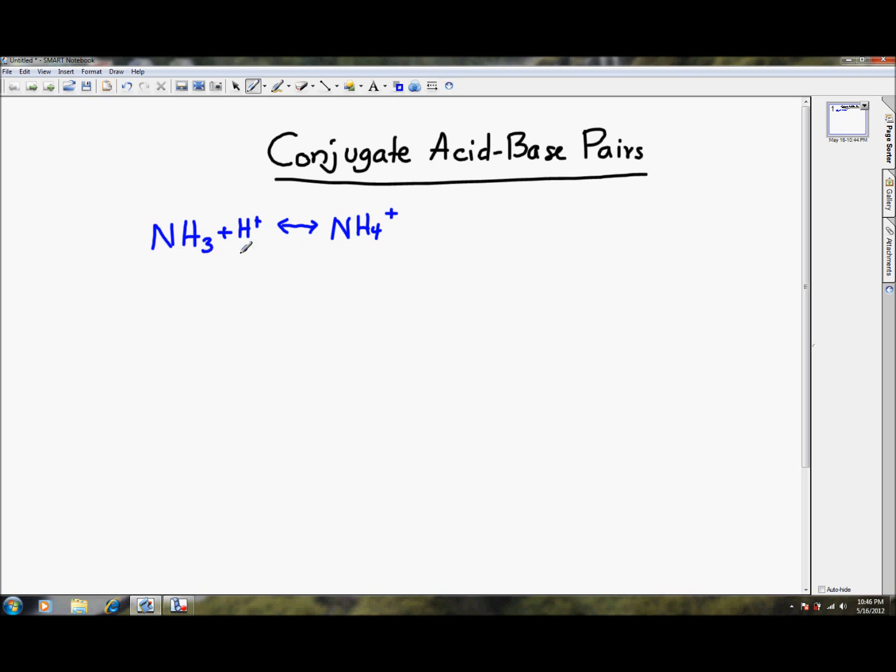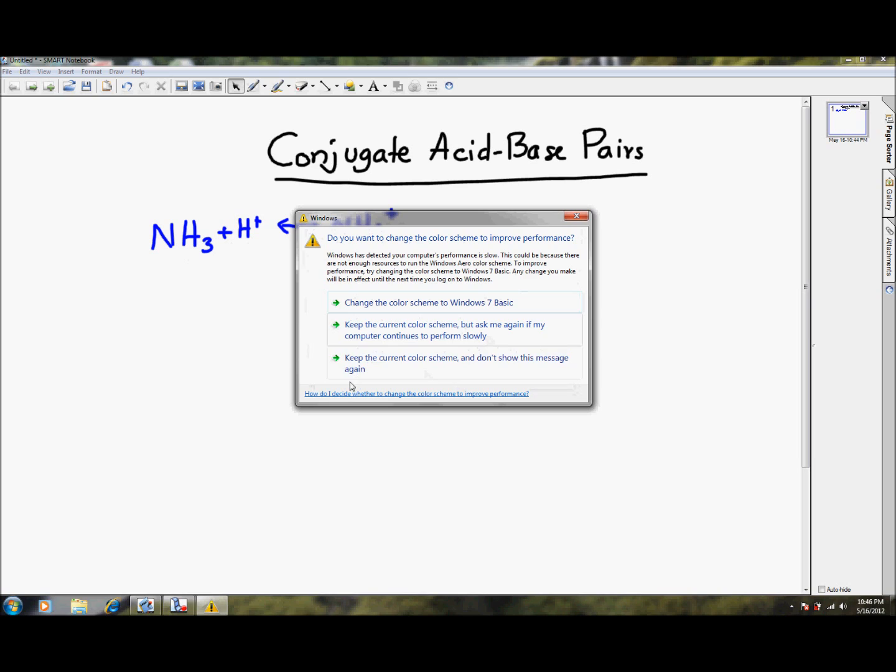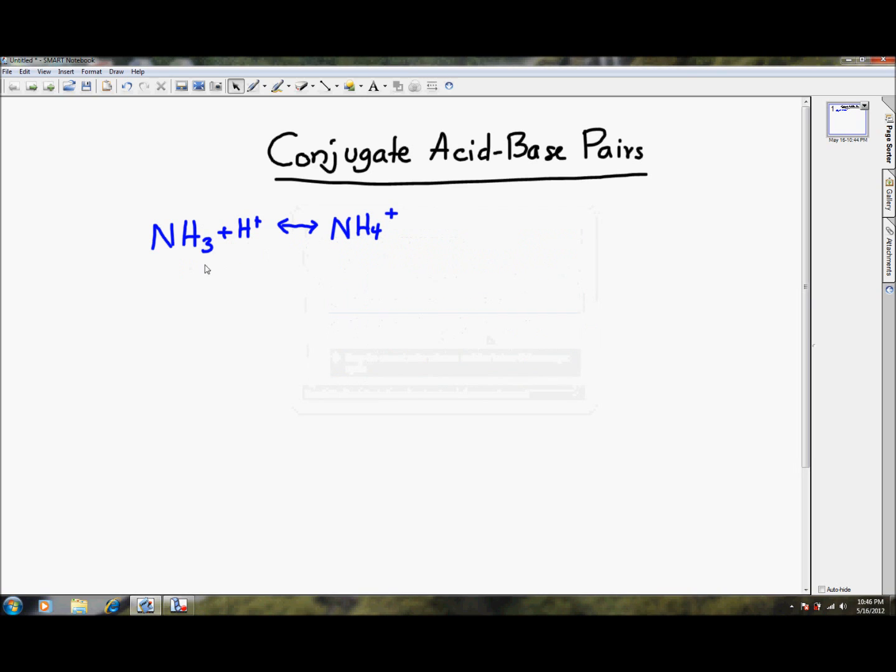That means that if we read the reaction from left to right, it shows ammonia acting like a base, accepting the proton, and becoming ammonium. However, if we read the reaction backwards, we show ammonium donating a proton and leaving behind ammonia. So this concept of reversible reactions leads us to the topic of what's called a conjugate acid-base pair.